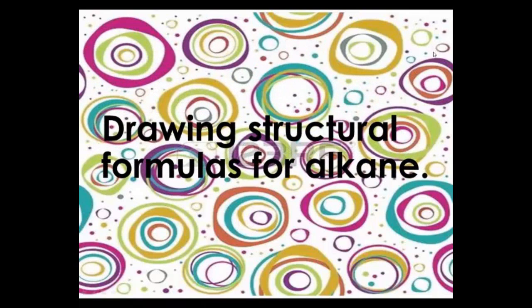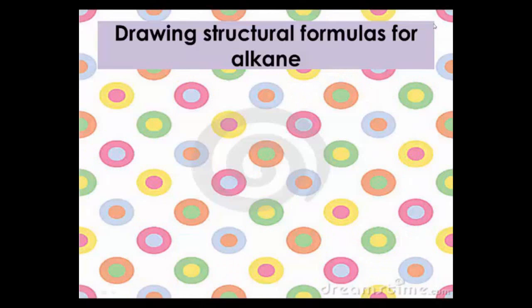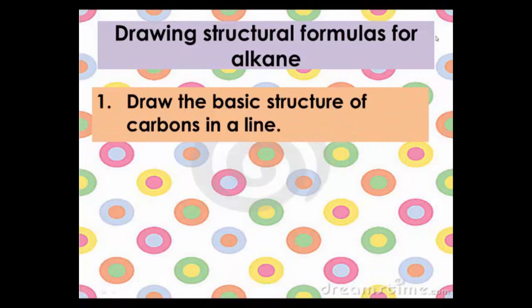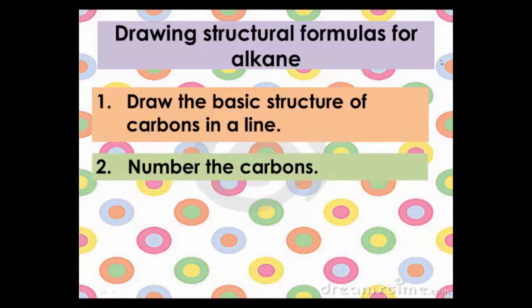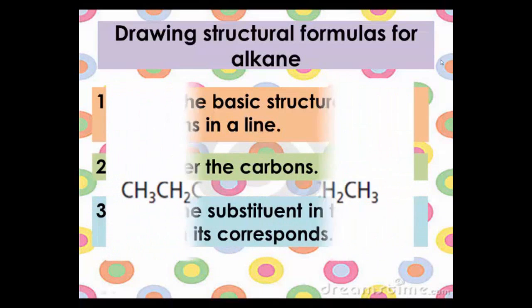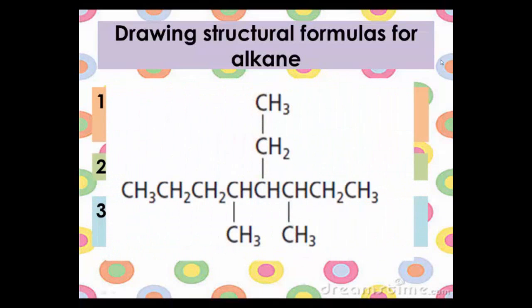Drawing structural formulas for alkanes. First step, draw the basic structure of carbons in a line. Second step, number the carbons. And third step, place the substituents on the carbon they correspond to. It's very easy. These are the steps to draw structural formulas for alkanes.